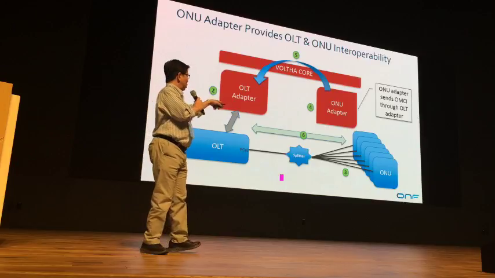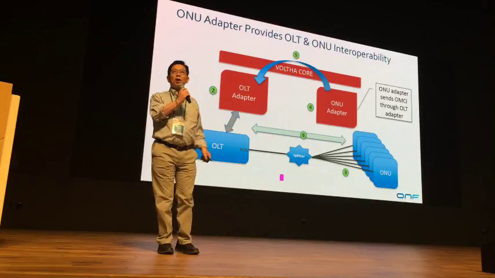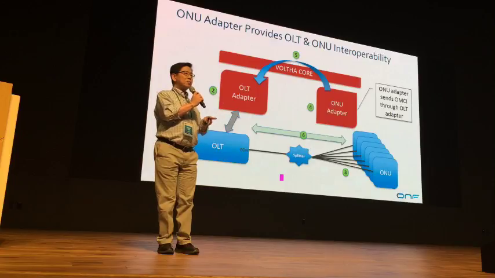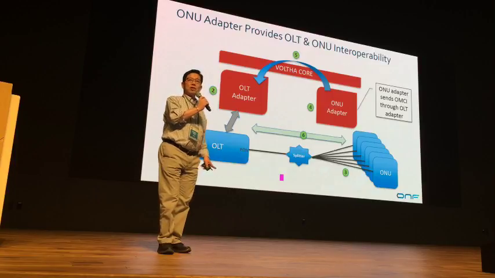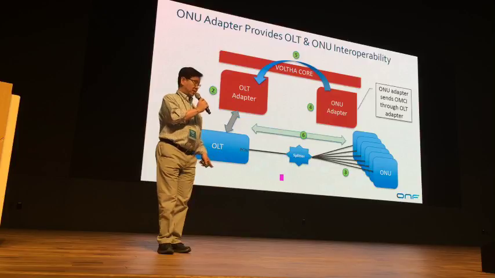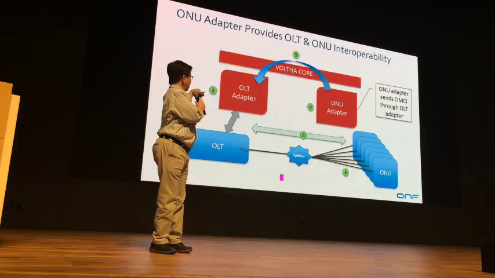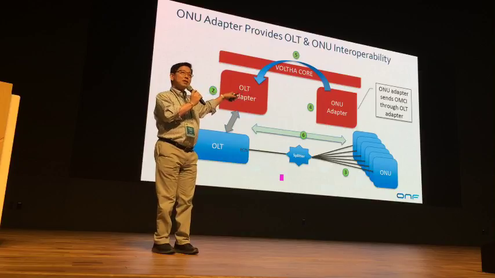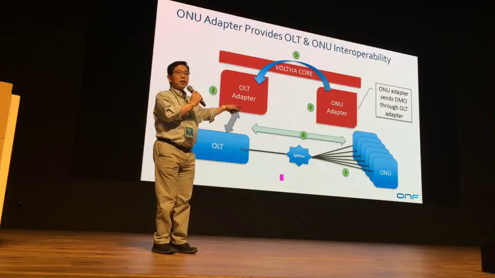in step three, when the ONU comes up, there's a splitter in between. In PON technology, the single fiber coming from the OLT can be split at different split ratios: 1/4, 1/8, 1/16, 1/64, 1/128. I think with XGS-PON you can go up to 1/256. When the ONU comes up, a certain message is sent upstream to the OLT, goes through the VOLTHA adapter, and finds the corresponding ONU adapter. Then they do the interworking through the VOLTHA core, and the ONT will be ranged and registered.